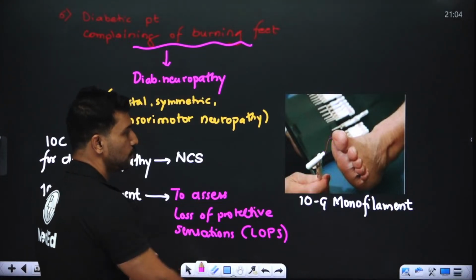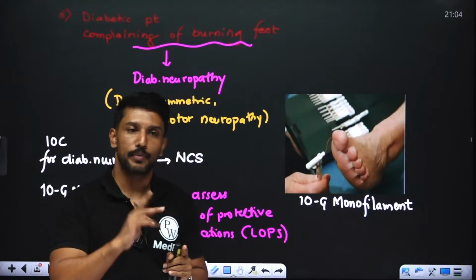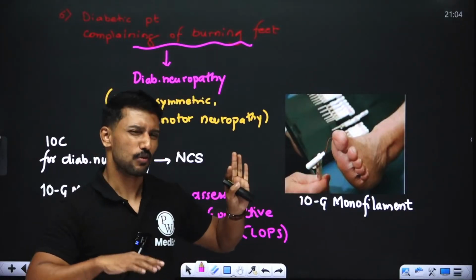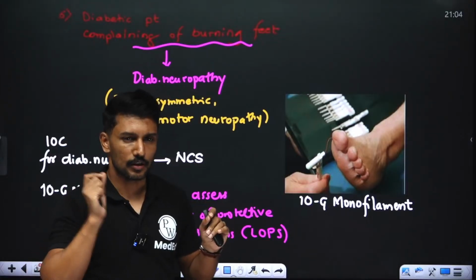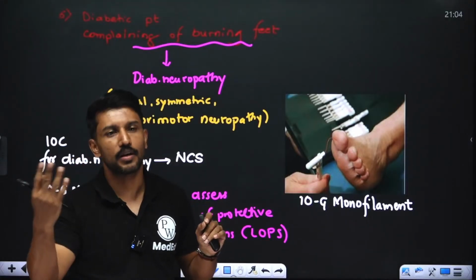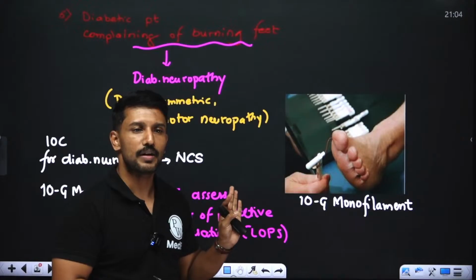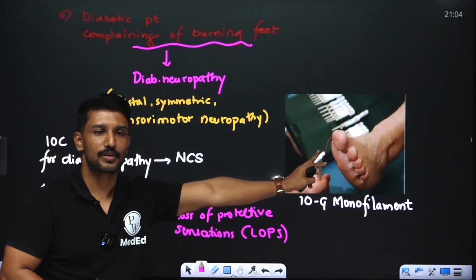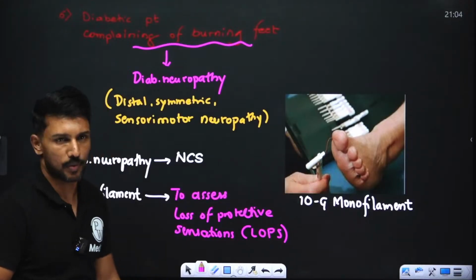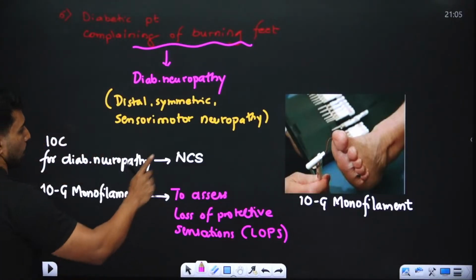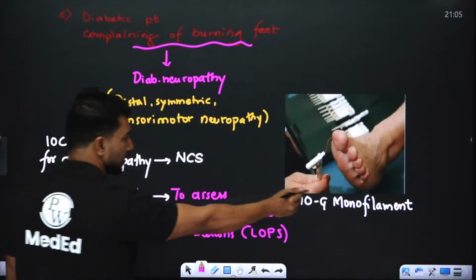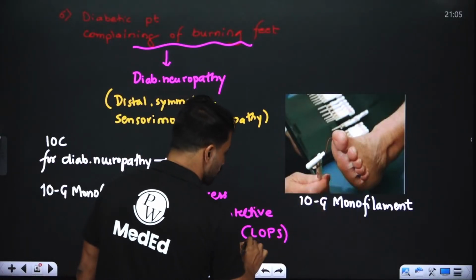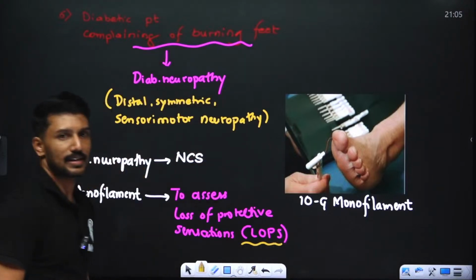So when we touch it to the patient's feet, if they're able to feel it, that means they have the protective sensation. Their limb is not at higher risk of traumas and eventually amputation. But if they don't feel it, that means they have lost the protective sensation. Their feet are at higher risk of developing diabetic foot and other complications. So, two MCQs. What is it used for and what is the name? Name is 10-gram monofilament. It is used for assessing what we call LOPS, or loss of protective sensation.